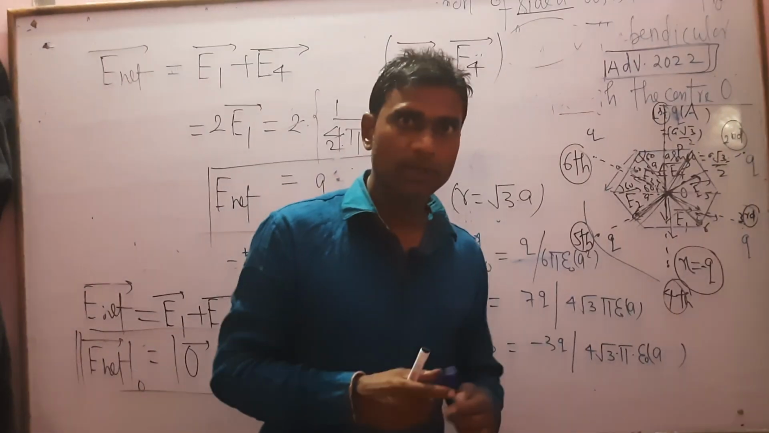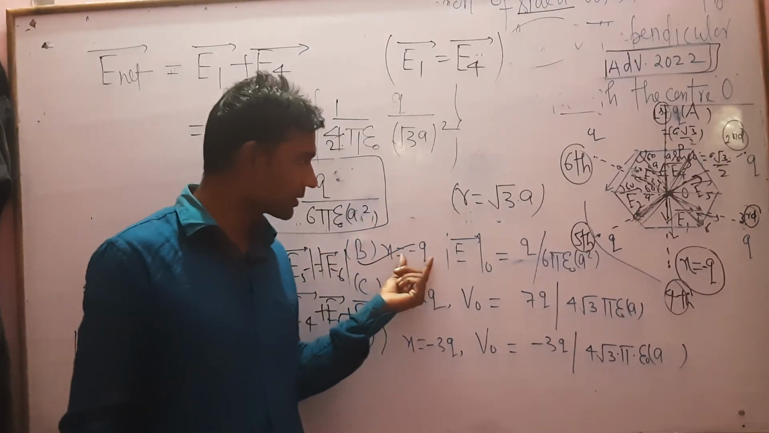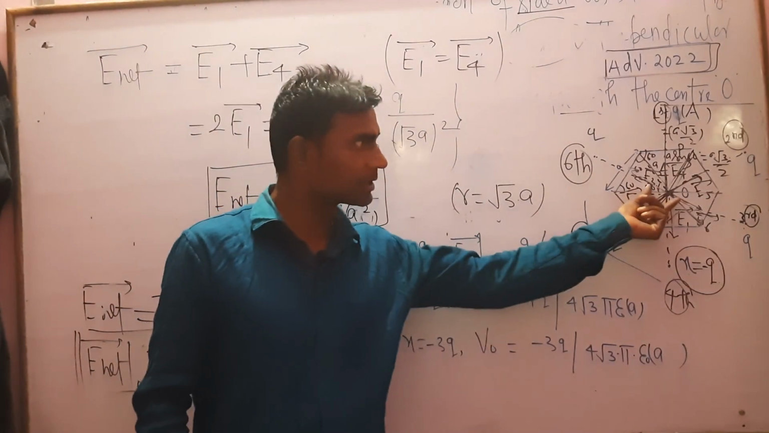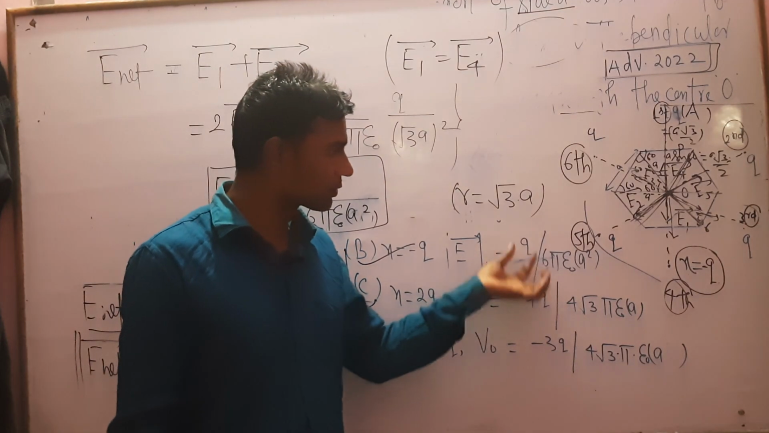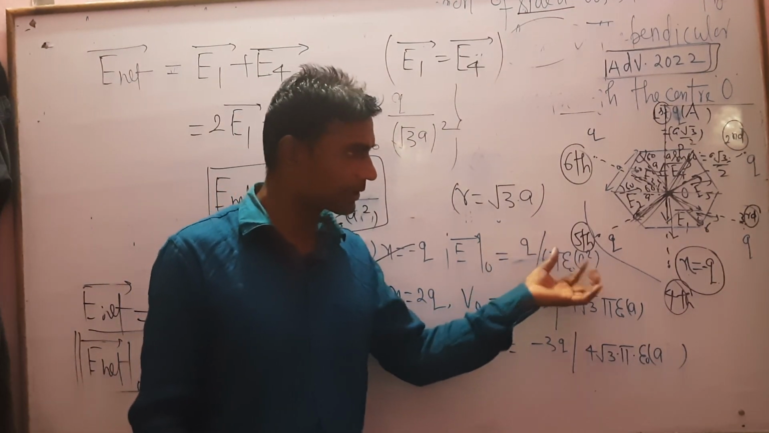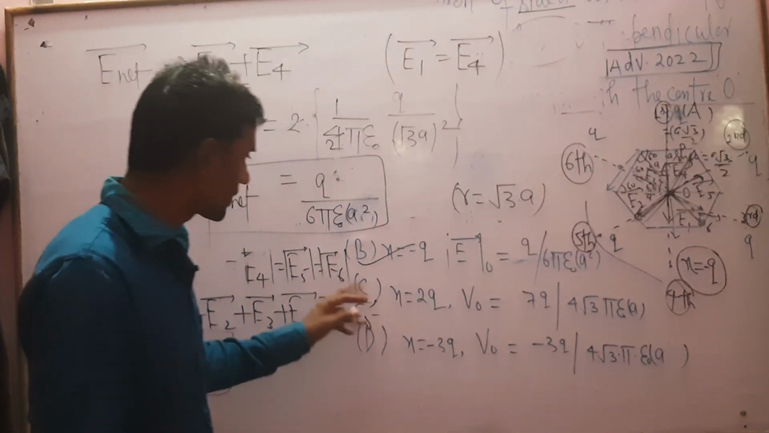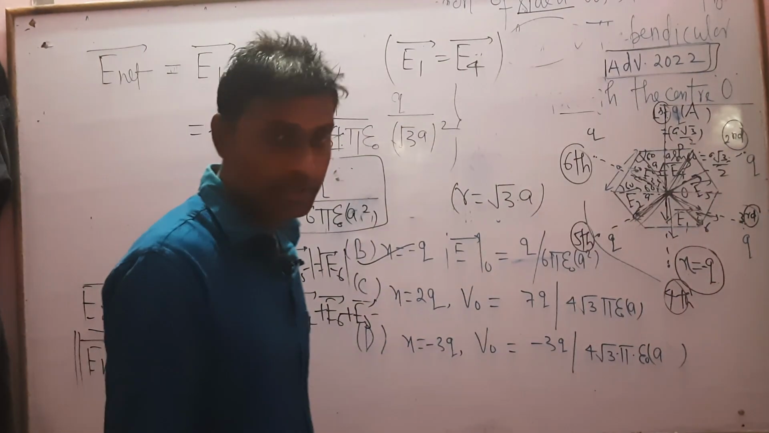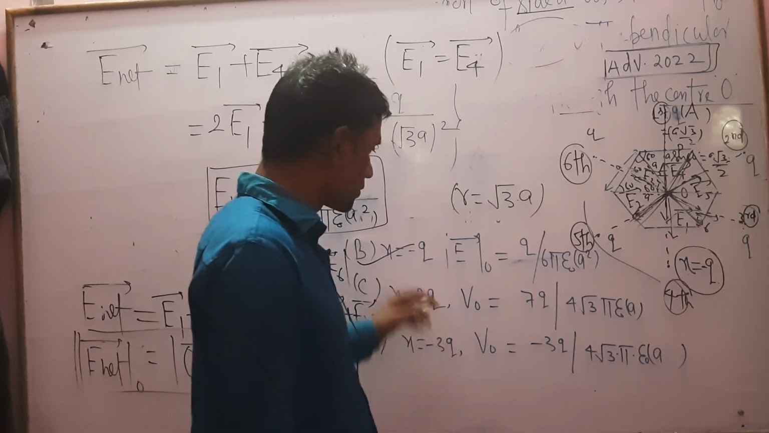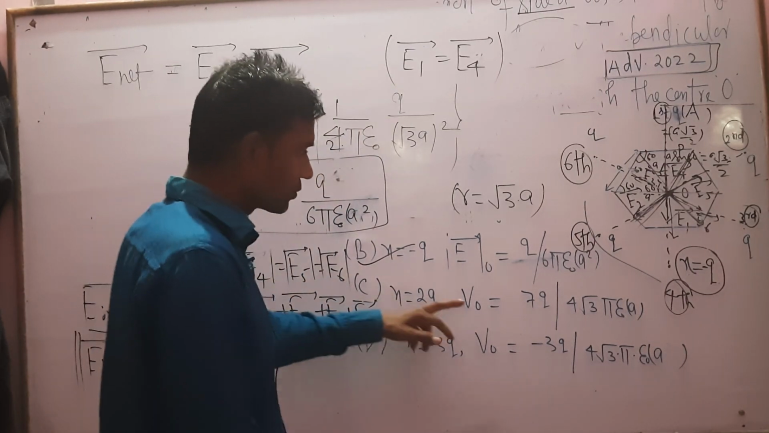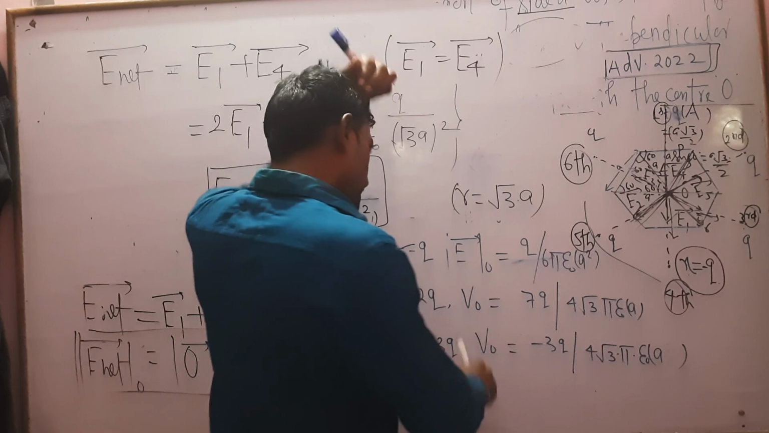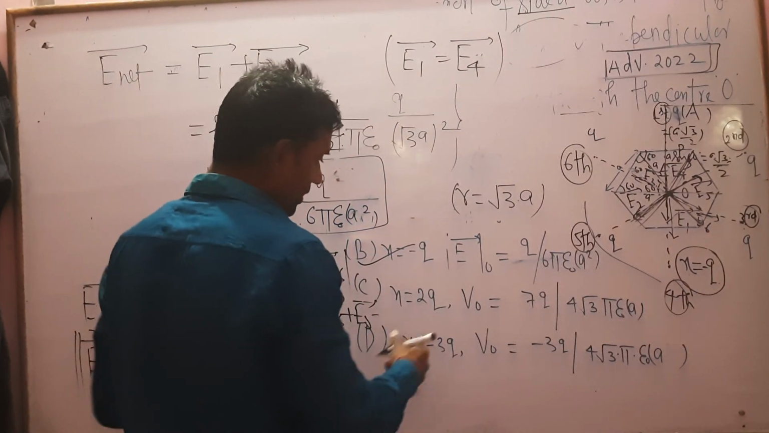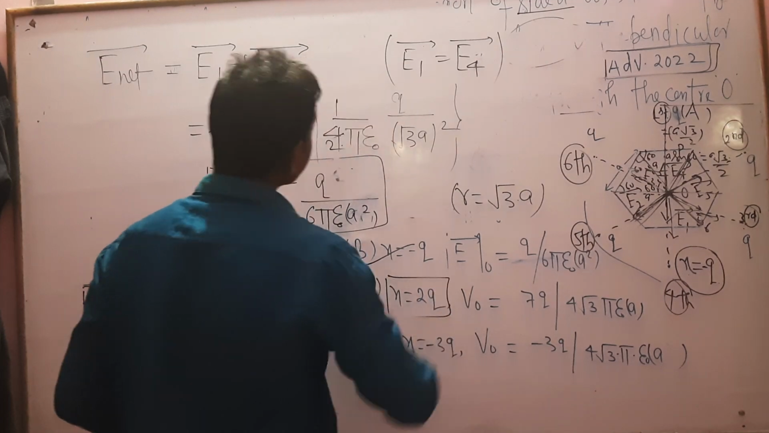Option B says that if x equals minus q, then the net electric field at the center of this hexagon will be equal to q upon 6 pi epsilon naught into a squared. Now we check option C. Option C says that if x equals 2q, then V naught equals that. V naught means the potential at point O, if x equals 2q.